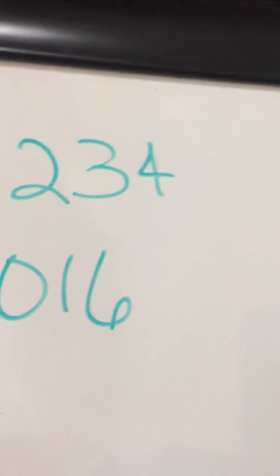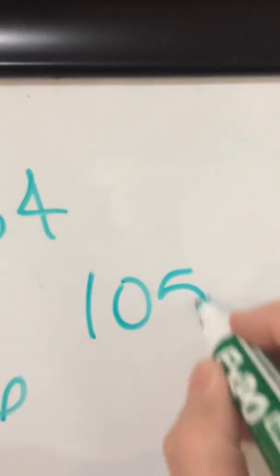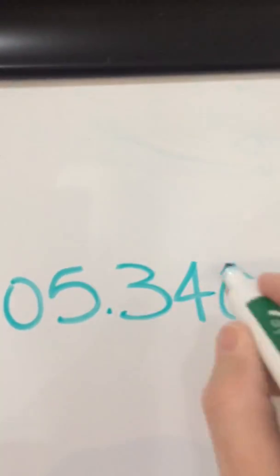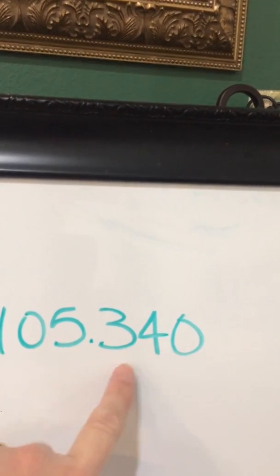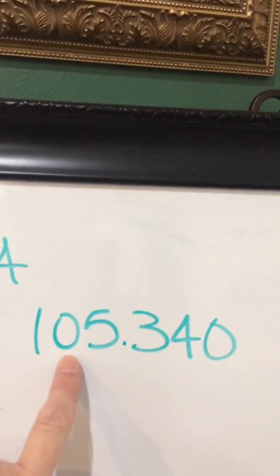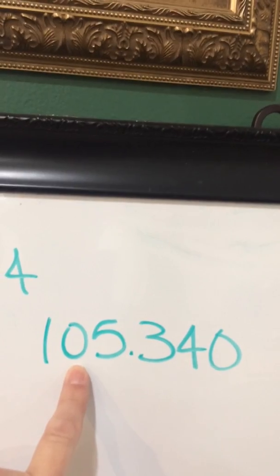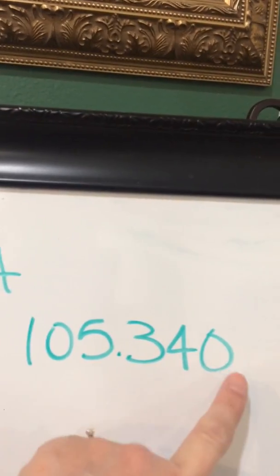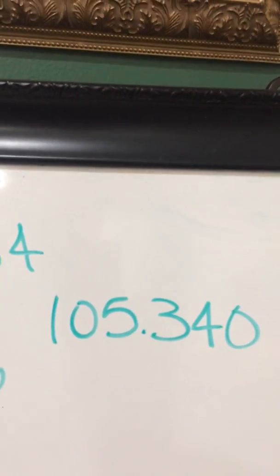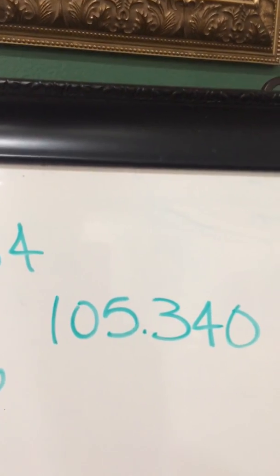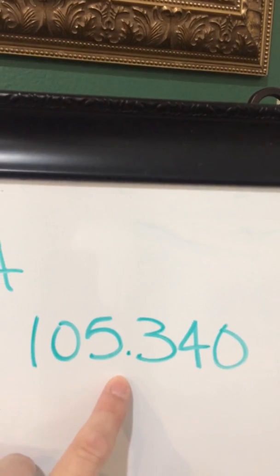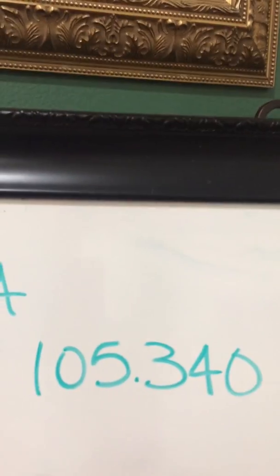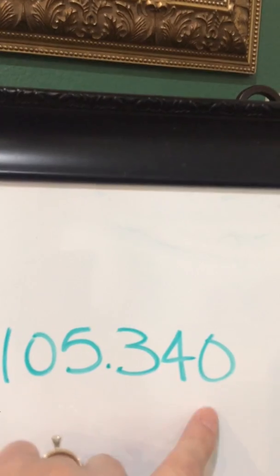So then the next one is 105.340. Okay, so we've already established all of these will be. We've established zeros between significant figures are significant. What about this zero at the end? Okay, rule number 4 says all zeros at the end of a number and to the right of a decimal are significant. So that one is too. This one will be 1, 2, 3, 4, 5, 6.